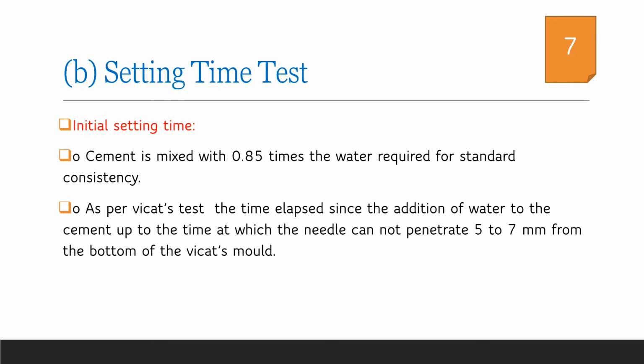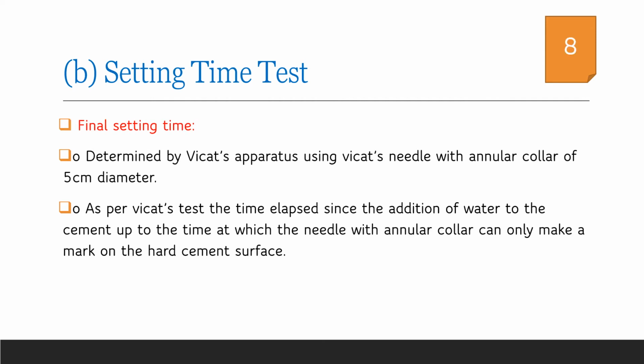For initial setting time, 0.85 times the standard consistency water content is added to cement. Then, as per the Vicat test, the time elapsed from the addition of water to the time at which the needle cannot penetrate to 5 to 7 mm from the bottom of the Vicat mold is considered to be the initial setting time.